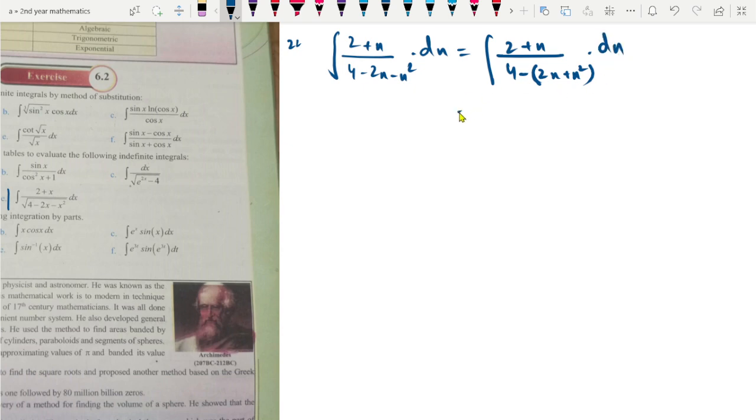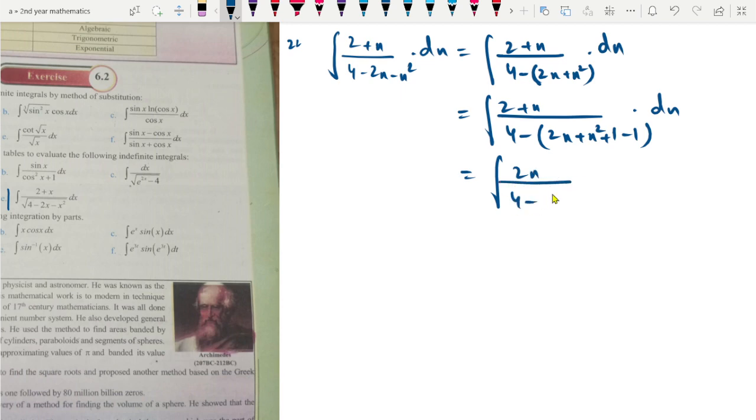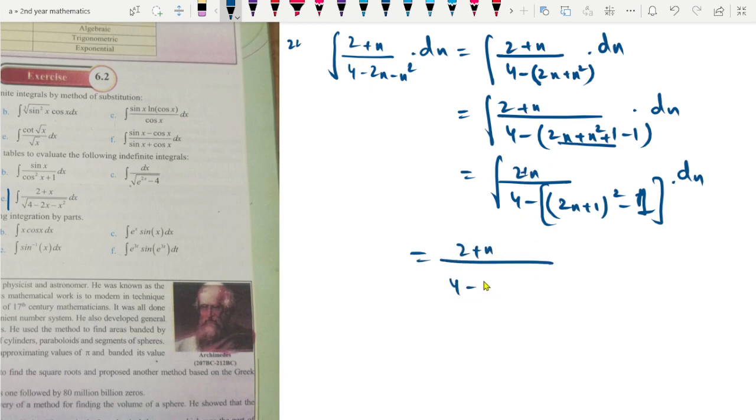So this is equal to 2 plus x and 4 minus (2x plus x square) plus 1 minus 1, dx. So this is equal to 2 plus x, 4 minus, (x plus 1) whole square, and this is equal to minus 1. So this is equal to 2 plus x, 4 minus (x plus 1) whole square plus 1, dx. So this is equal to 4 plus 1, 5.